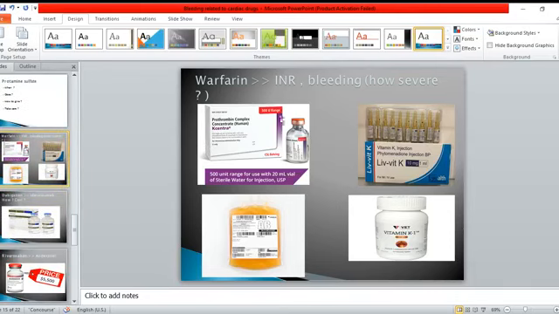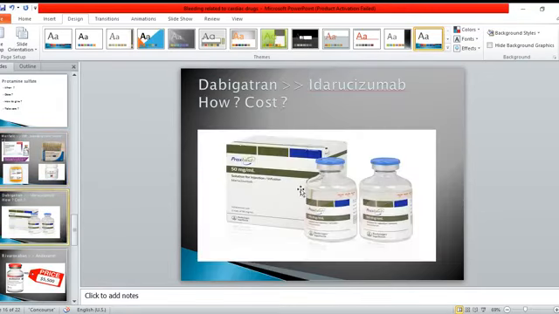So we give vitamin K. If we also need to rapidly reverse the warfarin, we may give vitamin K and fresh frozen plasma or prothrombin concentrate in case of need for rapid reversal.